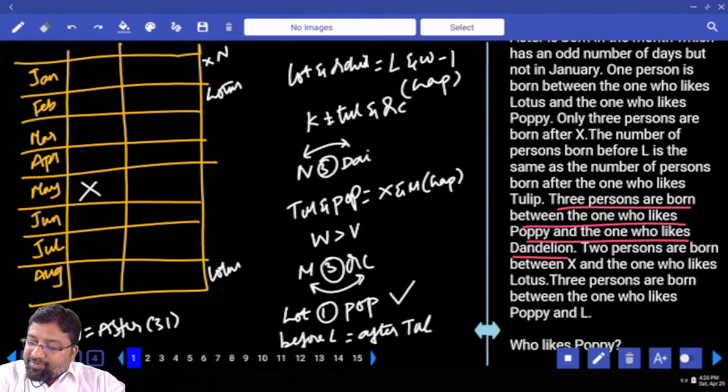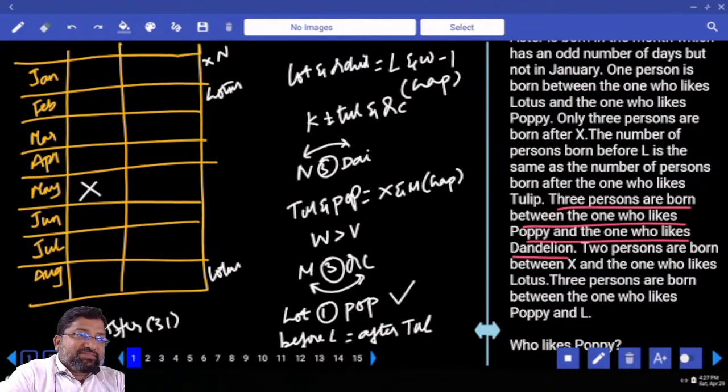3 persons were born between the one who likes poppy and L. So now if you fix lotus you can fix poppy. When you fix poppy you will fix L. With poppy we can also fix dandelion. So multiple possibilities. The whole story is depending upon lotus.